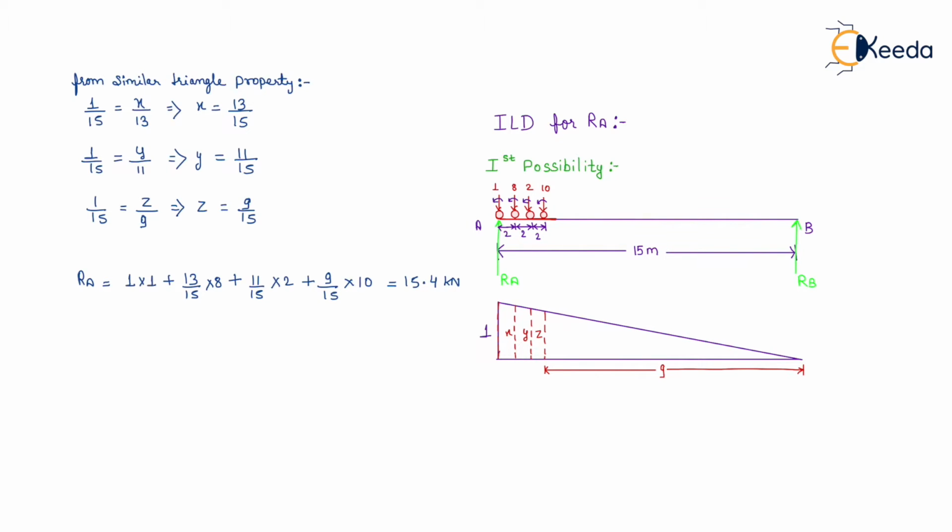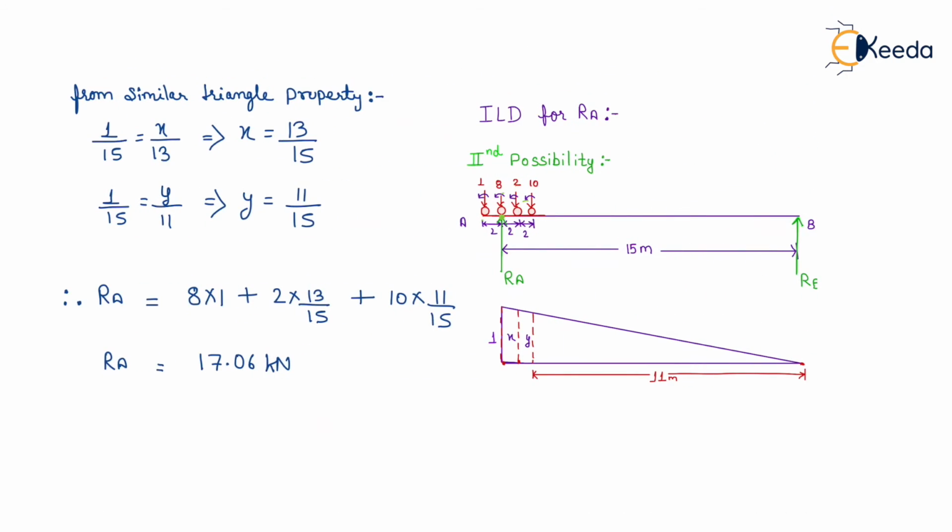Now the next load is of higher magnitude, that is 8 kilonewton. So the second possibility will be when 8 kilonewton is at A. So 1 kilonewton is moving ahead of A, so it will not be counted in the calculation of RA because it is ahead of support A, which is outside of the simply supported beam AB. So we can compute the value of x and y from the similar triangle, that is 1 by 15 is equal to x by 13. So x will be equal to 13 by 15 and y will be equal to 11 by 15.